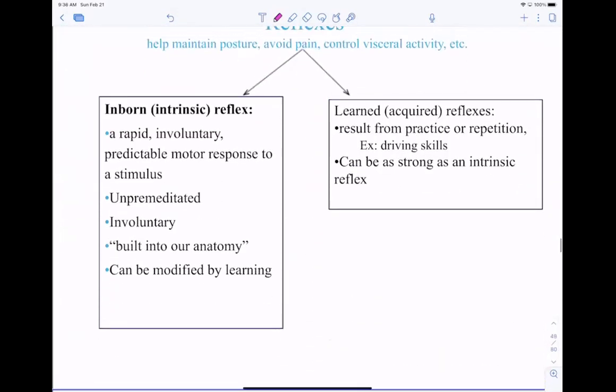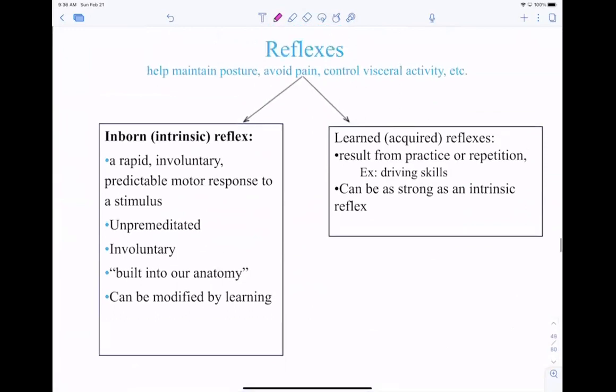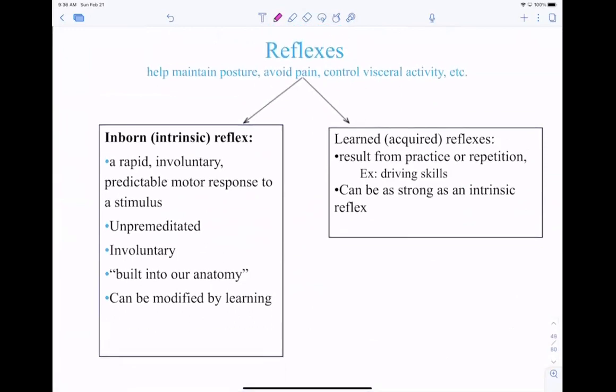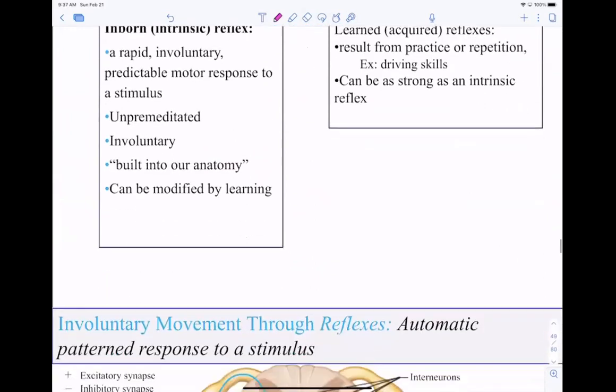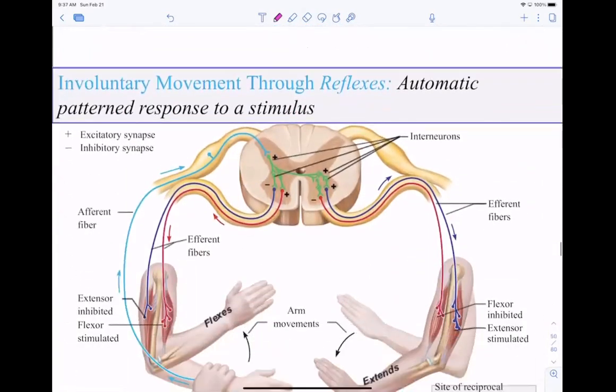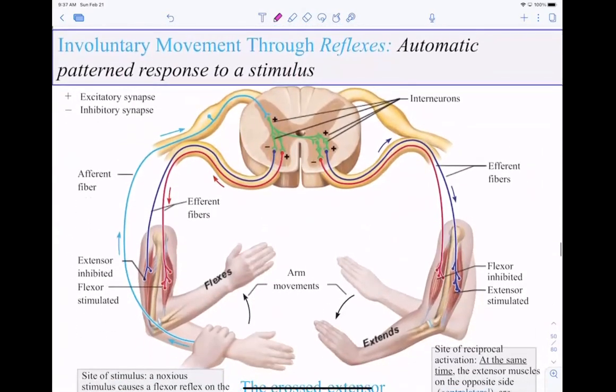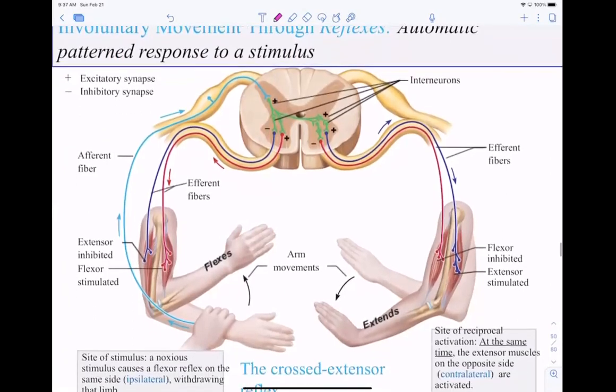And so reflexes, the definition is a rapid involuntary response to a stimulus, right? So one stimulus, that same stimulus will cause the same motor response every time. And obviously they're really to help automate stuff in our brain, but also to keep us safe.